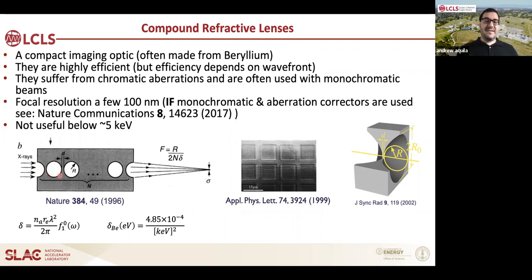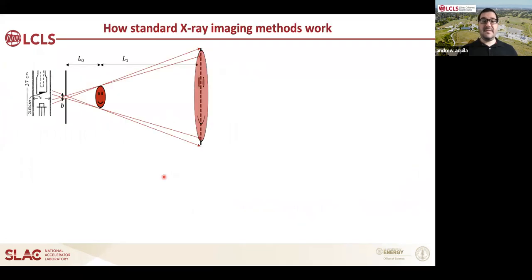And the first time they tested these, they just took a piece of aluminum and drilled holes into it with a repeating pattern, and sure enough, it did actually focus. And these are used often at LCLS. Most of the hard X-ray instruments actually have beryllium lenses or compound refractive lenses as their focusing element.